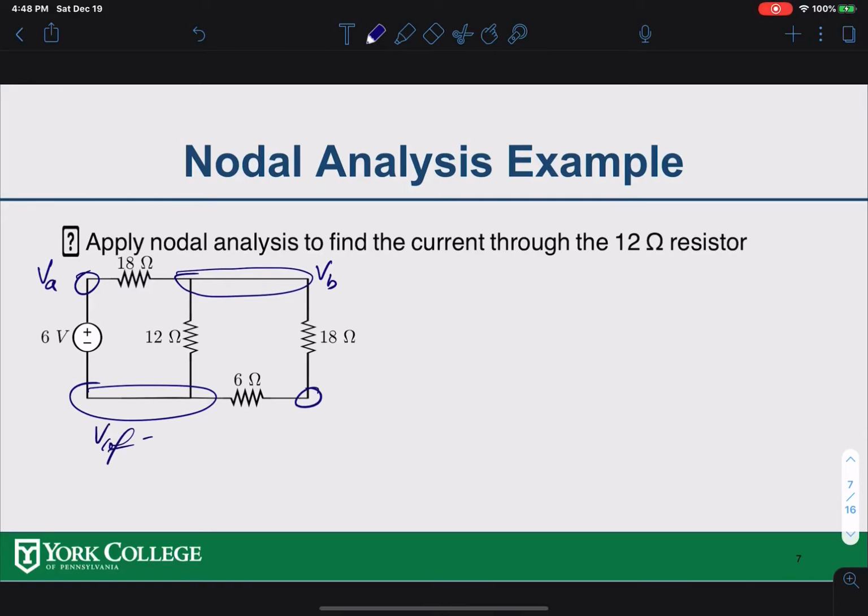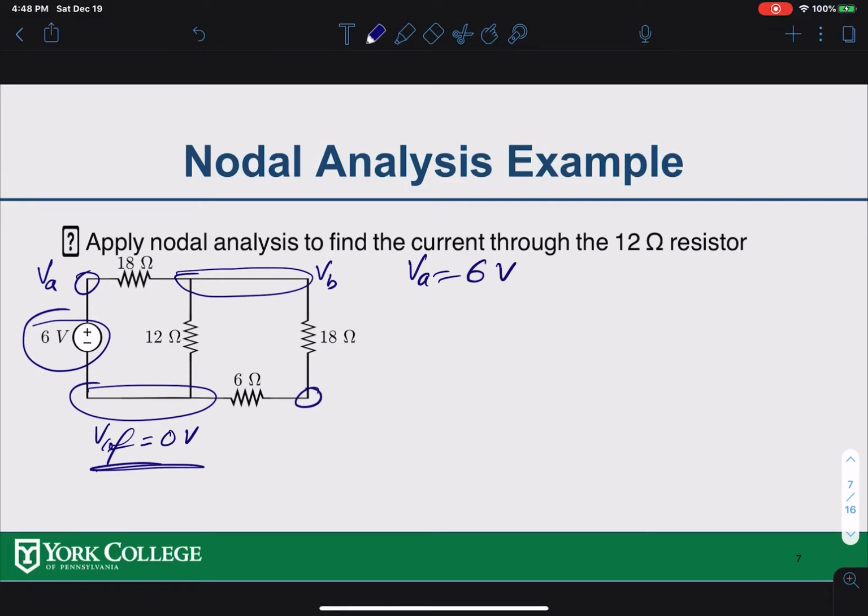The reference is always assigned 0 voltage for the circuit solution. Once you know all the nodes, you also need to look around and see if any node voltage is known. The reference is known because we assign 0 volts to it. If this side is 0, there's a 6 volts difference across the source, so this side should be 6 volts. So I can say that VA is 6 volts.